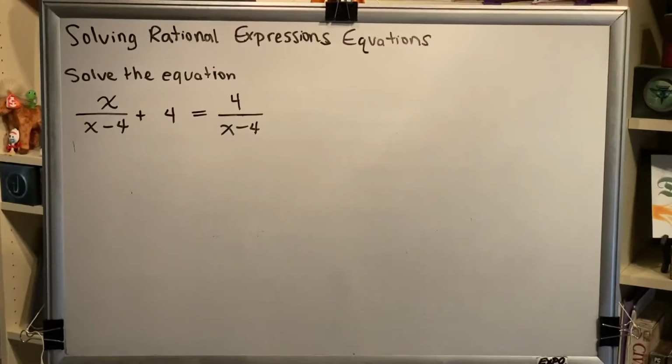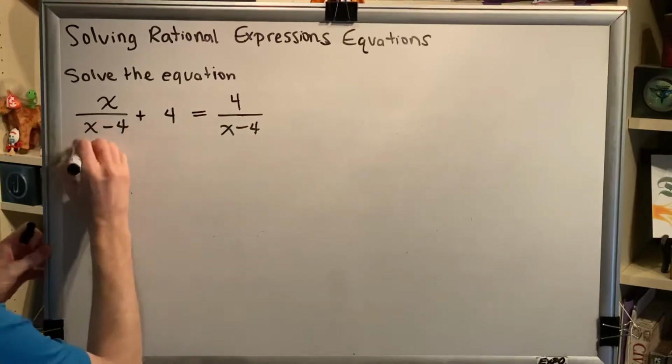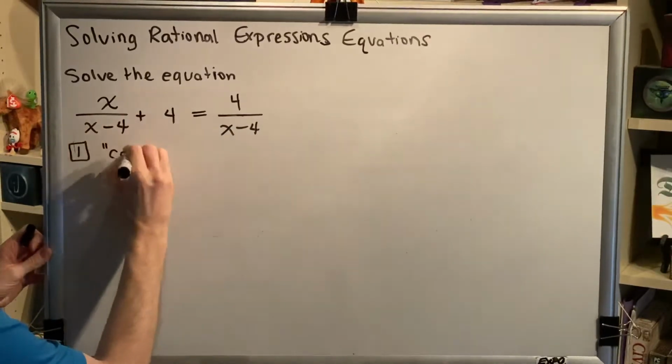The topic of this video is solving rational expressions equations. Alright, let's solve this problem. Solve the equation shown here. Let's go through the 5 steps. Step 1 is to determine what the answer cannot be.